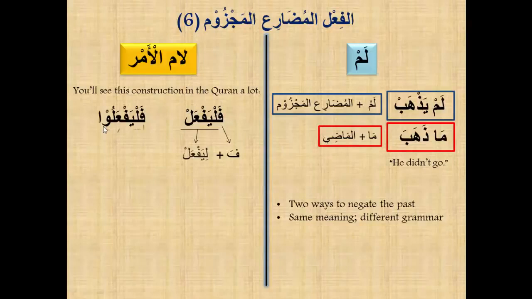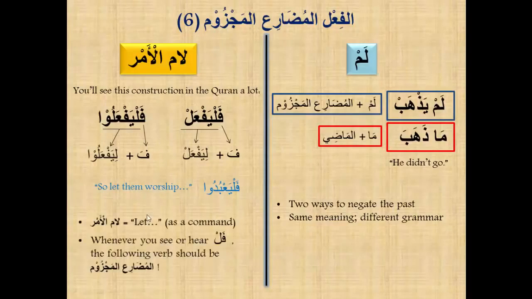The same thing for fal yaf'alu. Originally it's fa li yaf'alu, squeezing all three together into a single phrase, fal yaf'alu. An example from Surah Al-Quraysh, فَلْيَعْبُدُوا, fal ya'budu, which means so let them worship. So lam al-amr is a command. The meaning is let. So let them worship. Or فَلْنَذْهَبْ, so let us go. لِنَذْهَبْ إِلَى الْمَسْجِدِ, let us go to the masjid. Its function is as a command.